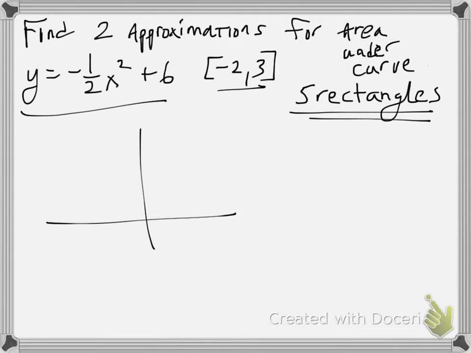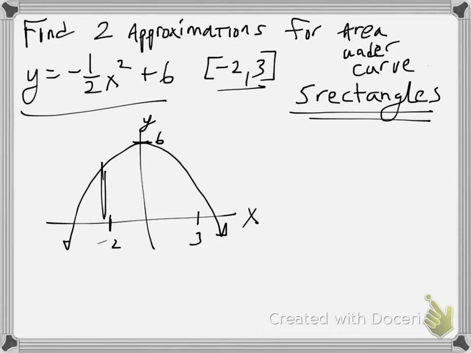But this is a parabola, right? It's an upside down parabola, and it's got a y-intercept of 6. Put that right here. And it's pretty wide because it has a -1/2 and it's facing downward. So something like this. -2 is somewhere over here, and 3 is somewhere over here. So we're trying to find this area right here.